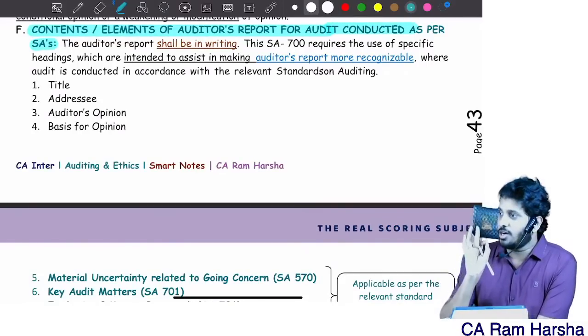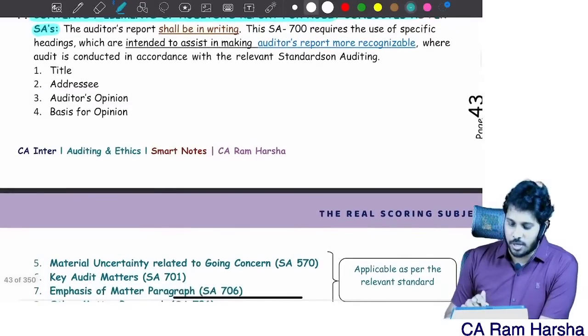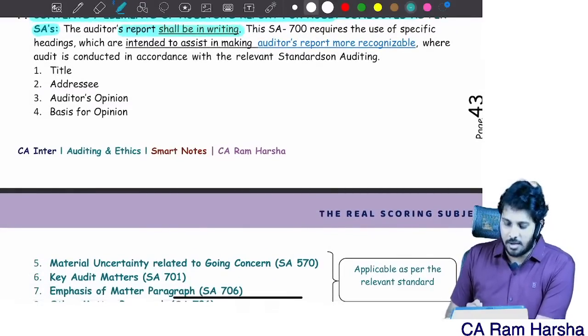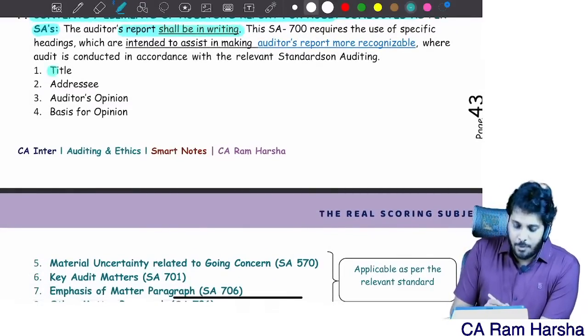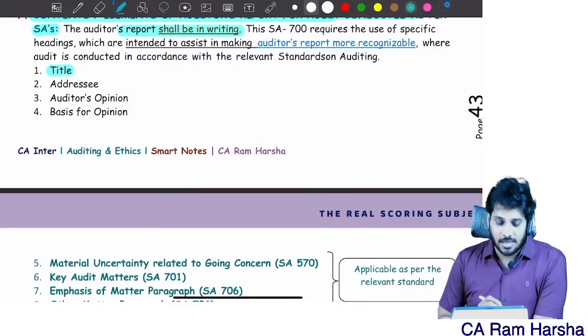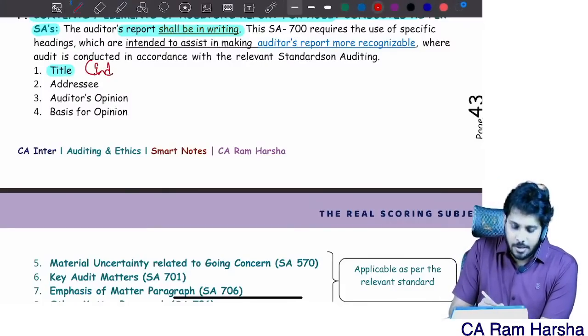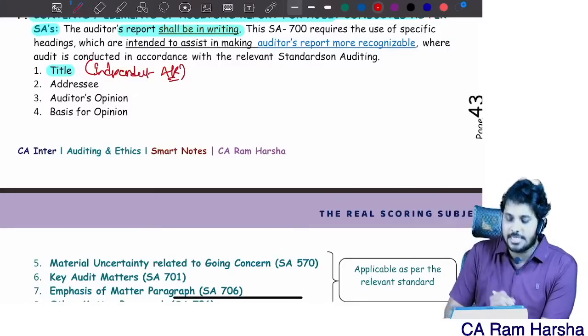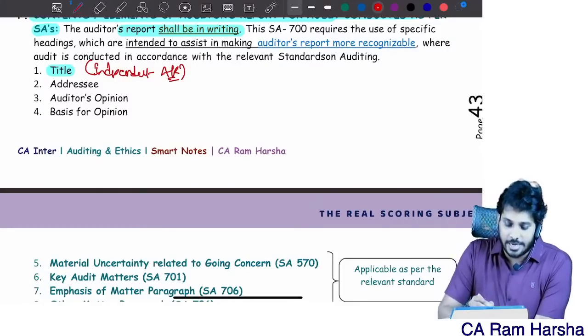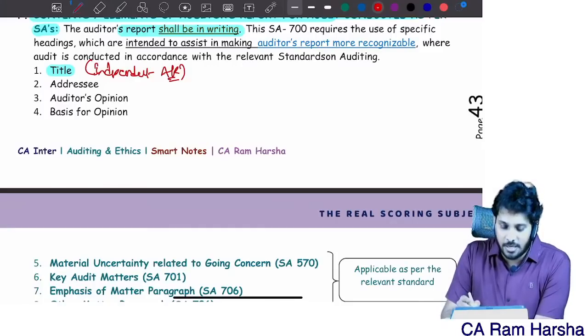How to give the audit report? What are the contents of the audit report? This report shall be in writing. The report must have a title. The title must contain the name Independent Auditor's Report.